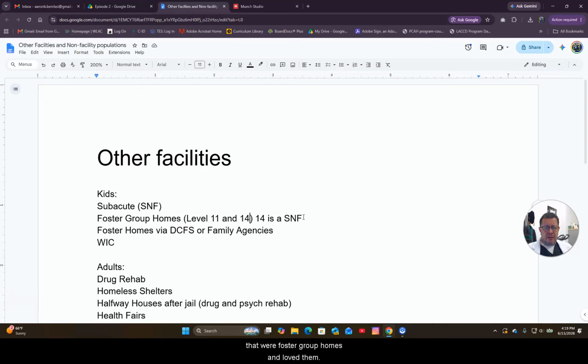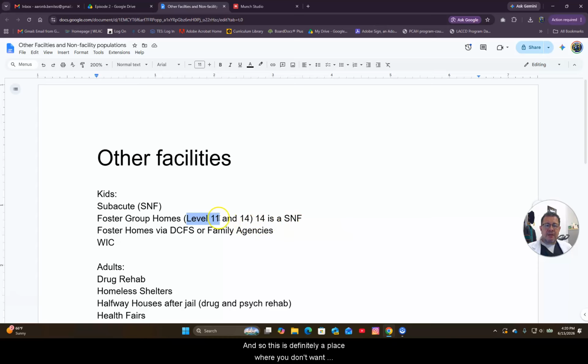And so I had a few facilities that were foster group homes and loved them. They were like the angels of the world. That's actually what I based my master's thesis on. I loved it. Unfortunately, there's not too many. Level 11 are patients, kids that are not as severe. So think of it as less severe. And oh my God, with this, I can tell you stories after stories.